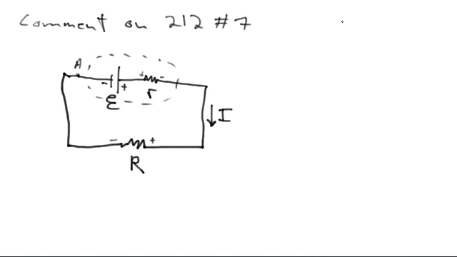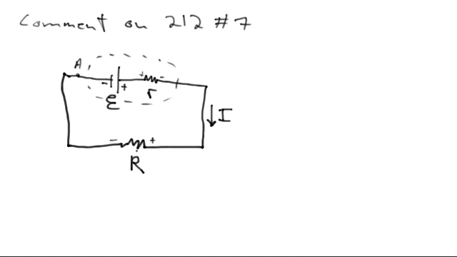I want to make another comment on SAC 212 problem number 7. A number of you, in calculating the voltage or the current, used V is equal to IR, where you said V is script E, and then I is the current through everything. There is only one current through everything, so the I is cool, and then times R.